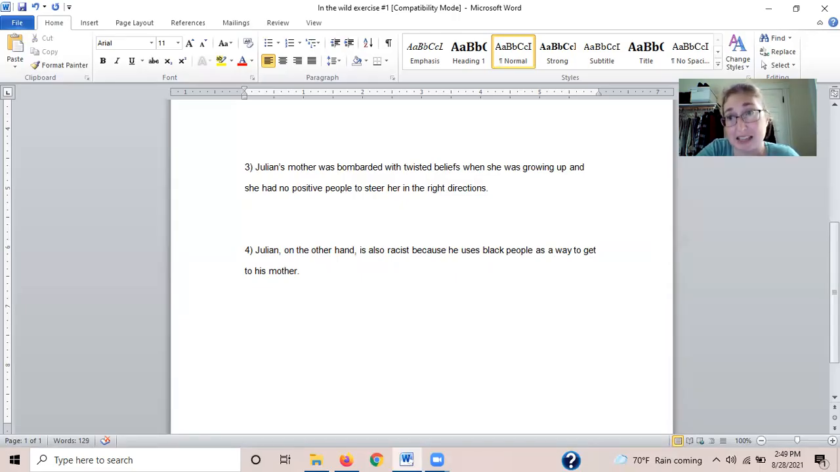That's a nice sentence to start a paragraph with. You would then give me examples of how is he using Black people to get to his mother. You'd explain to me why what he's doing is racist. You'd explain to me why that is harmful, why that is bad. That is where your paragraph would go. This is now a nice, beginning statement. It's an interpretive statement for a paragraph. Interpretive is different than factual.